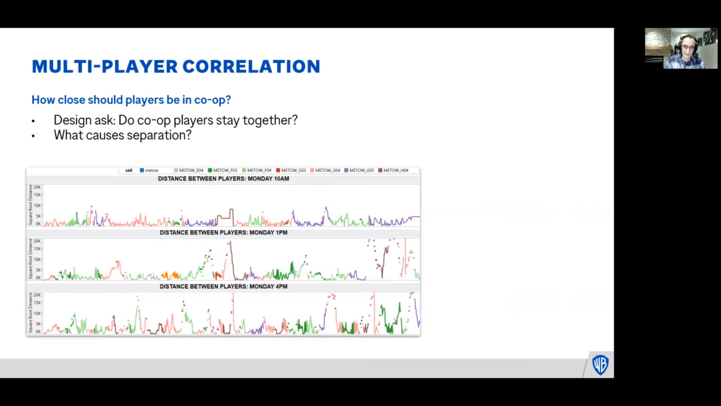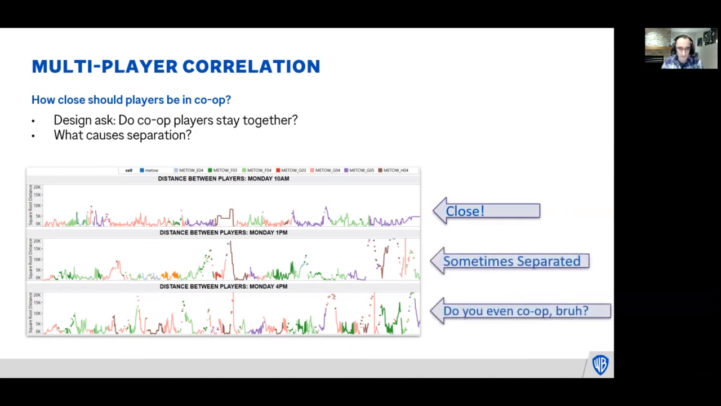And then if you look at the third one, they're spending more time apart, or about as much time apart as together. So what does this mean? Which of these is the intended behavior? Can we set some goals around what people are doing and how this game should be played?